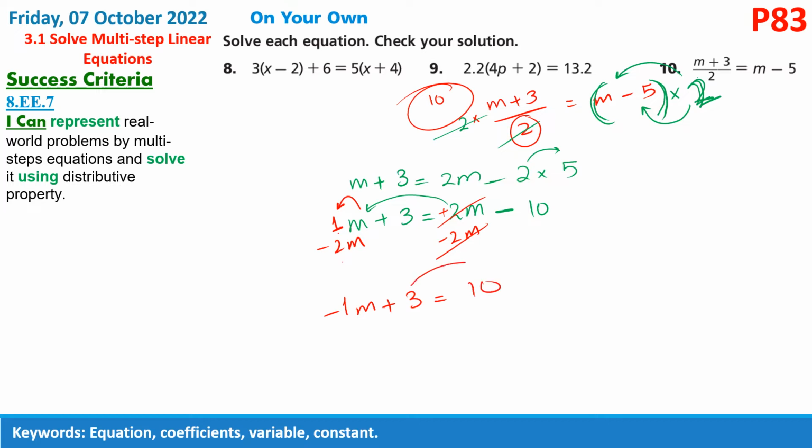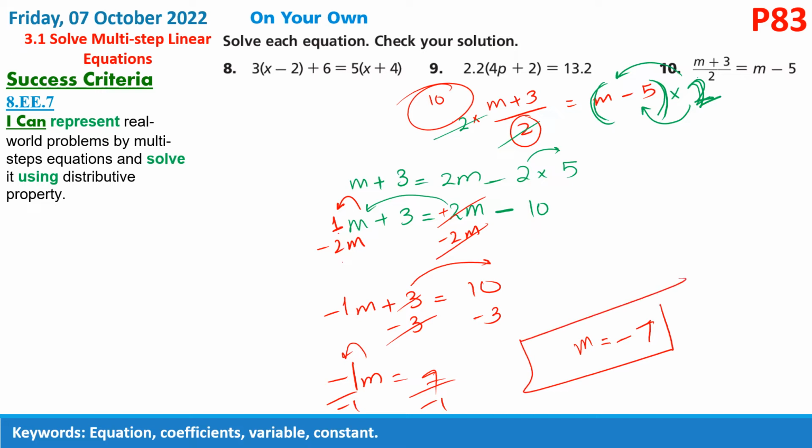Now bring this 3 here. So here minus 3, here minus 3. So minus 1m, this cancels, equals 10 minus 3 is 7. Now I don't like this negative 1. So I divide by negative 1 here, divide by negative 1 there. So m equals 7 divided by negative 1, which gives us negative 7. But we will see this in class.